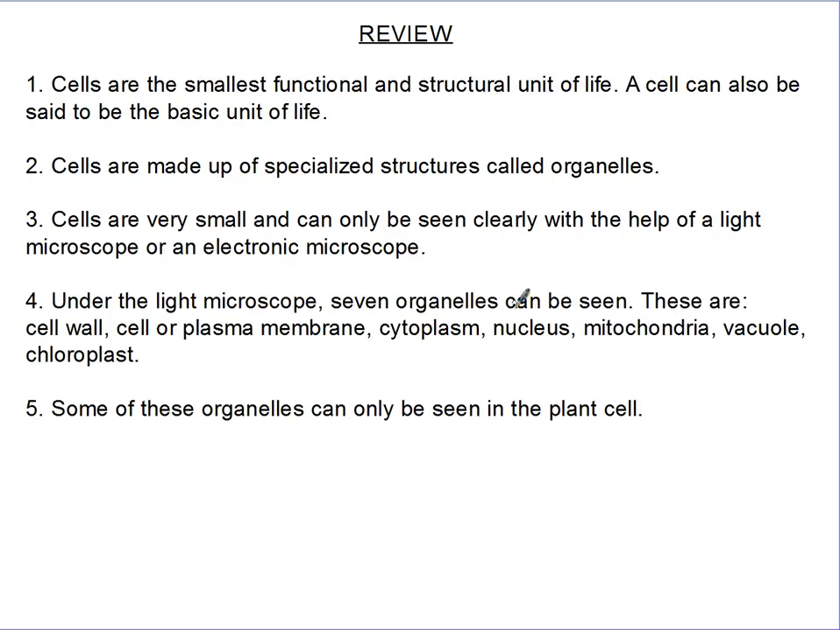Now, cells are very small and can be seen clearly with the help of a light microscope or an electronic microscope. We can choose the light microscope when we want to see just the basic structure, but when we want to see a detailed structure, we choose the electronic microscope. Under the light microscope, 7 organelles can be seen. These are the cell wall, cell or plasma membrane, the cytoplasm, the nucleus, mitochondria, vacuole, and chloroplast.